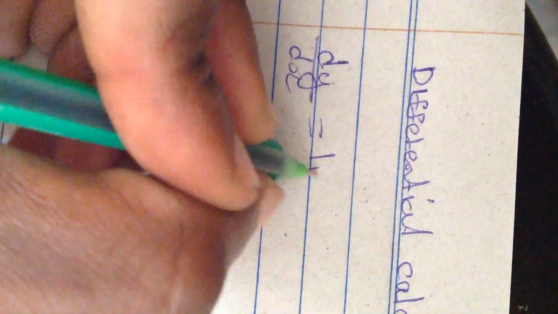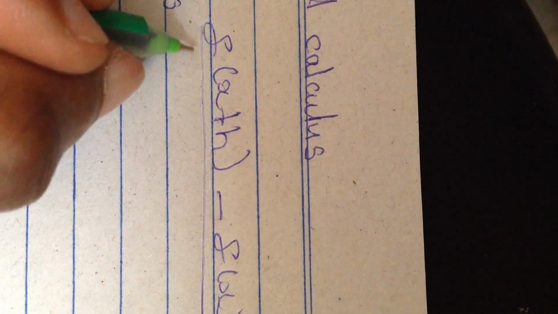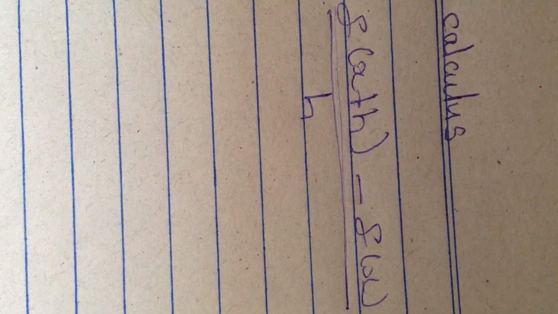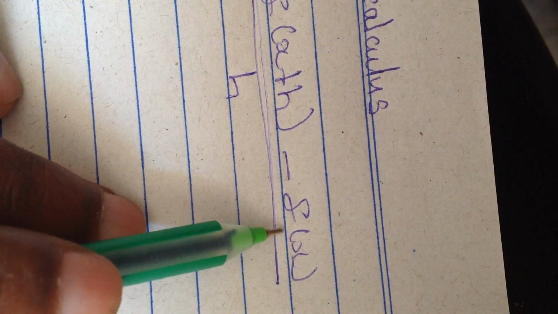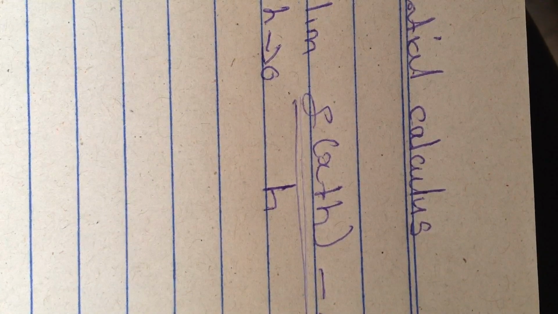You have dy/dx is equal to the limit as h approaches 0 of f(x + h) minus the given function over h. So you have dy/dx equals the limit as h approaches 0 of f(x + h) minus the given function, which is f(x), divided by h. This is the formula that we are going to use to differentiate any given function from the first principle.